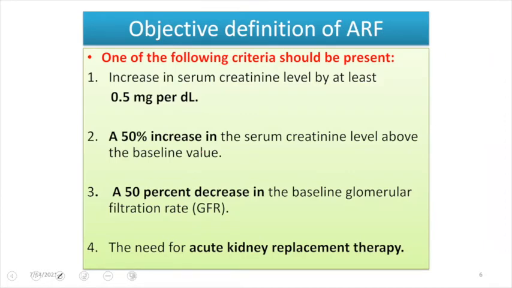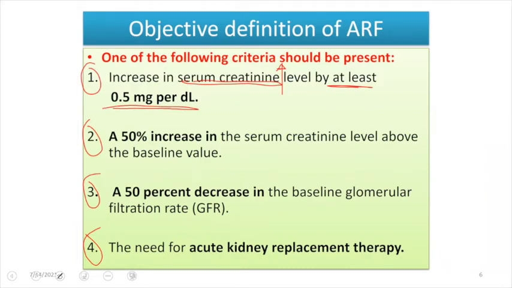So what are the different criteria for saying that you have developed acute kidney injury or acute renal failure? So there are different criteria, and from these four criteria, at least one should be present to say you have an acute renal failure or acute kidney injury. So one of the criteria is that there should be increase in the serum creatinine level. The serum creatinine level should be increased by at least 0.5 mg per dl.